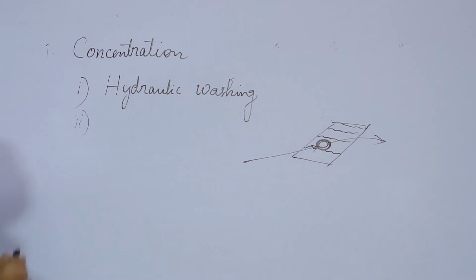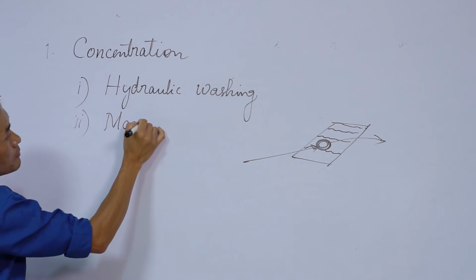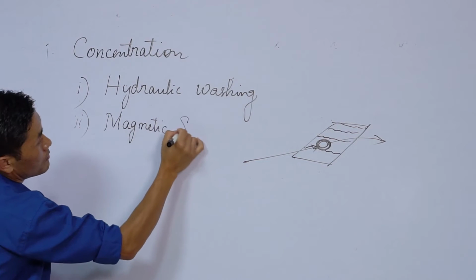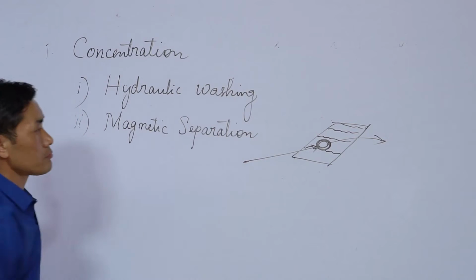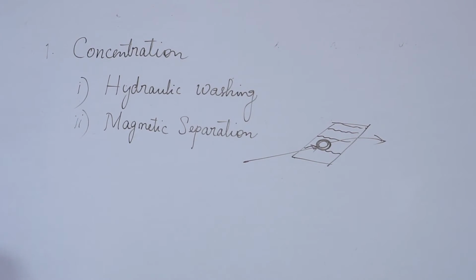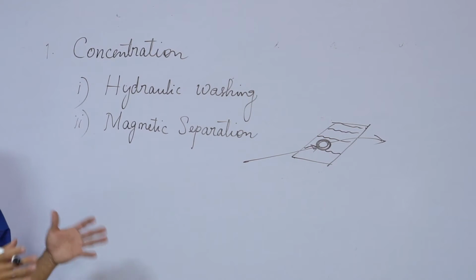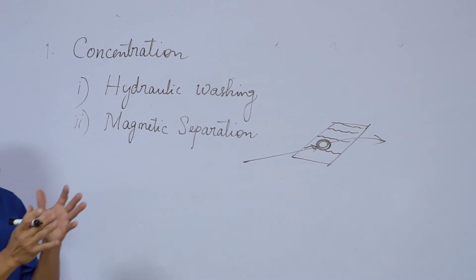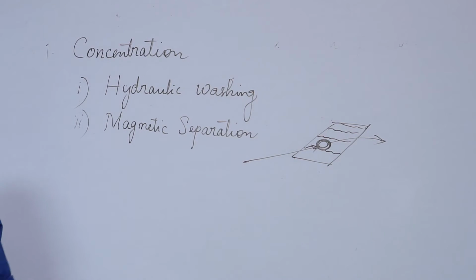The second method that we have for concentration of ore is magnetic separation. Magnetic separation is based on differences in magnetic properties between the ore and the impurities. Either the ore should be magnetic and the impurities non-magnetic, or the impurities should be magnetic and the ore should be non-magnetic.